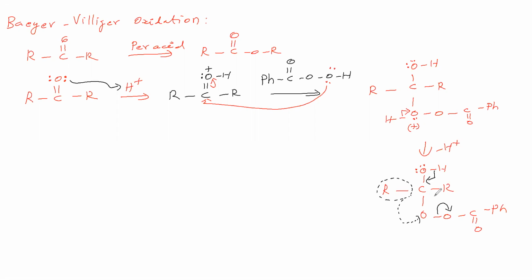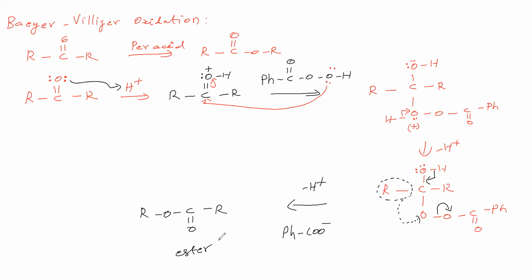So how does the migration take place? You see here. This bond is migrating here, and this R group is migrating to this oxygen. This bond is migrating, therefore PhCOO minus leaves, and H+ also leaves. So what we are getting is ROCOR. We are getting an ester. We got the ester like this.